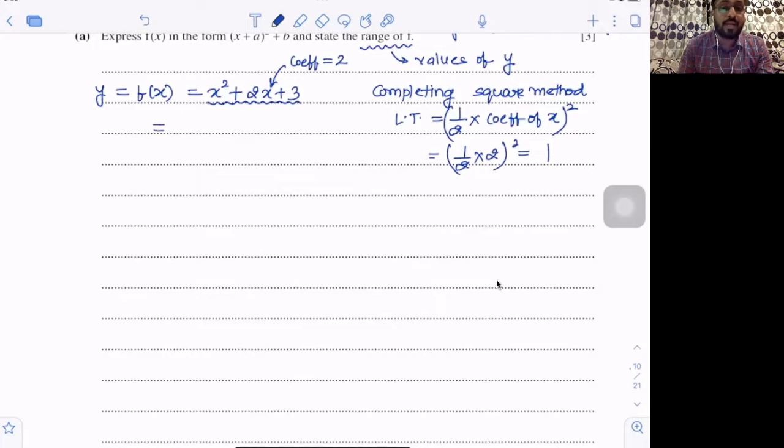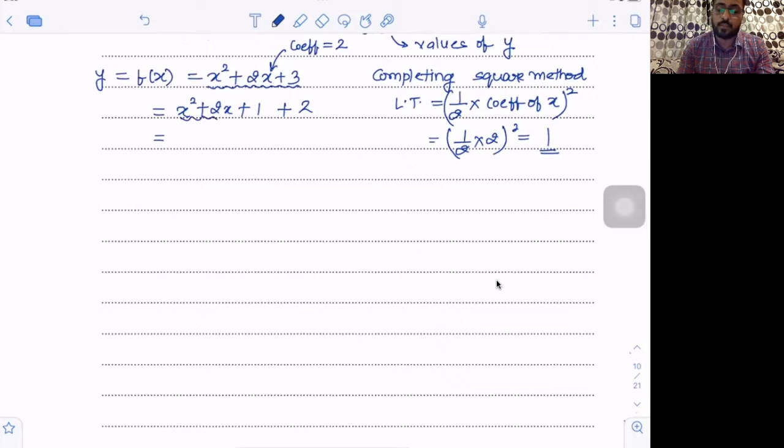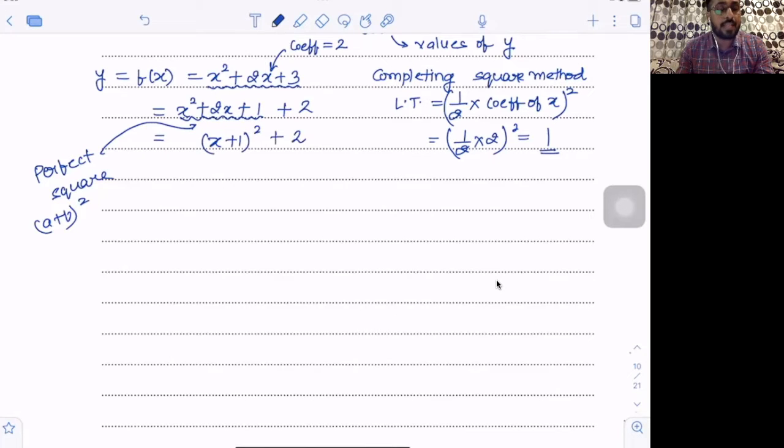So can I write my x square plus 2x plus 3 expression as x square plus 2x plus, write the 3 as 1 plus 2, because the new last term is 1. You want to bring 1. So x square plus 2x plus 1 plus 2. So x square plus 2x plus 1 is a perfect square, (a plus b) the whole square. So x square plus 2x plus 1 is going to become (x plus 1) the whole square plus 2. That's your y as f of x.